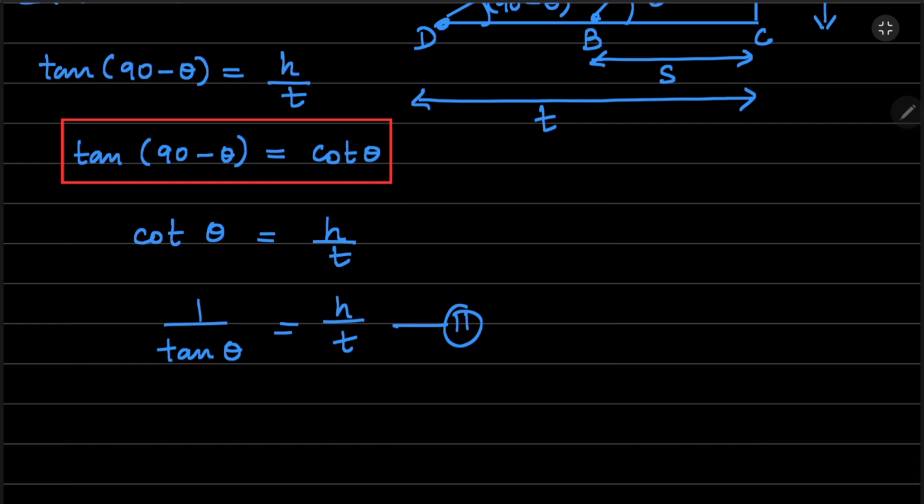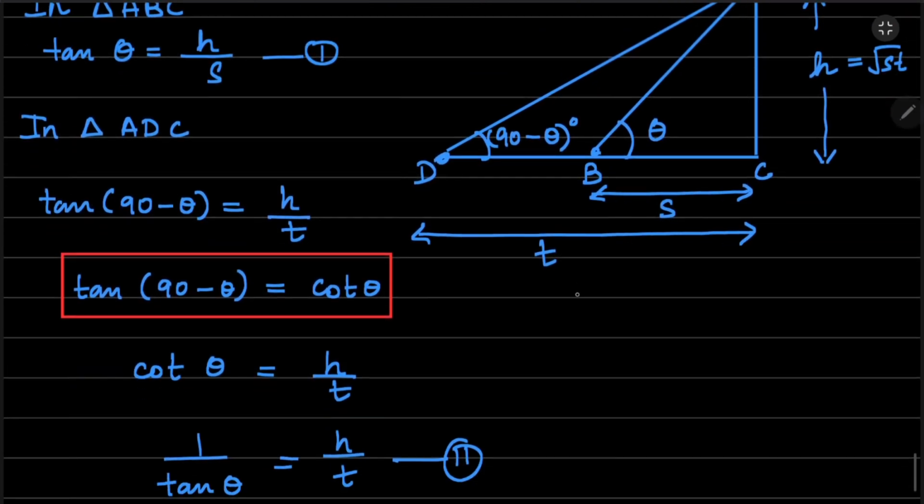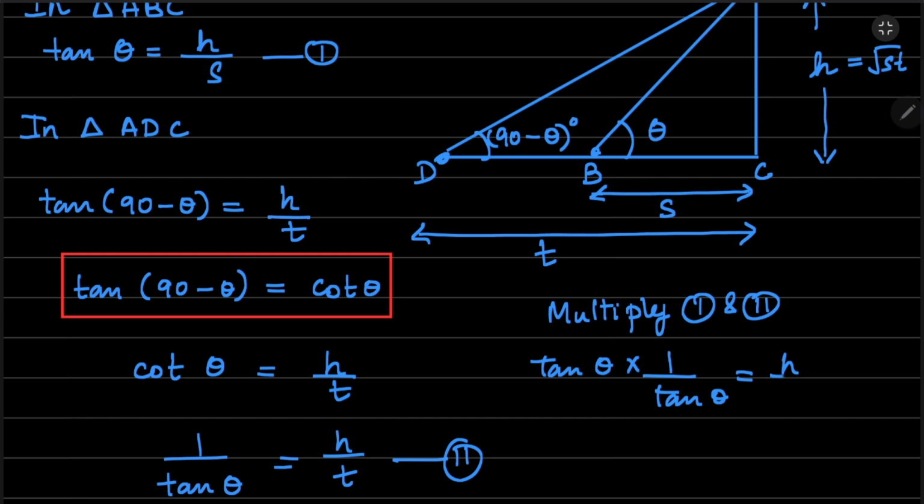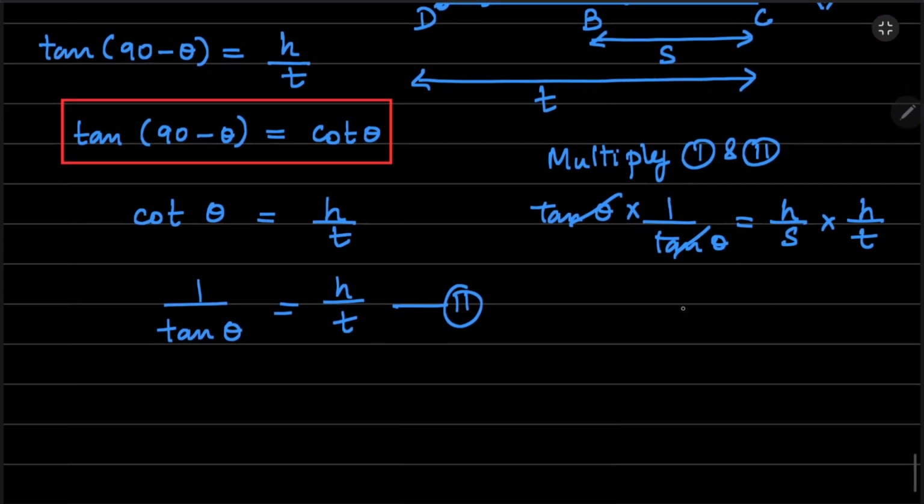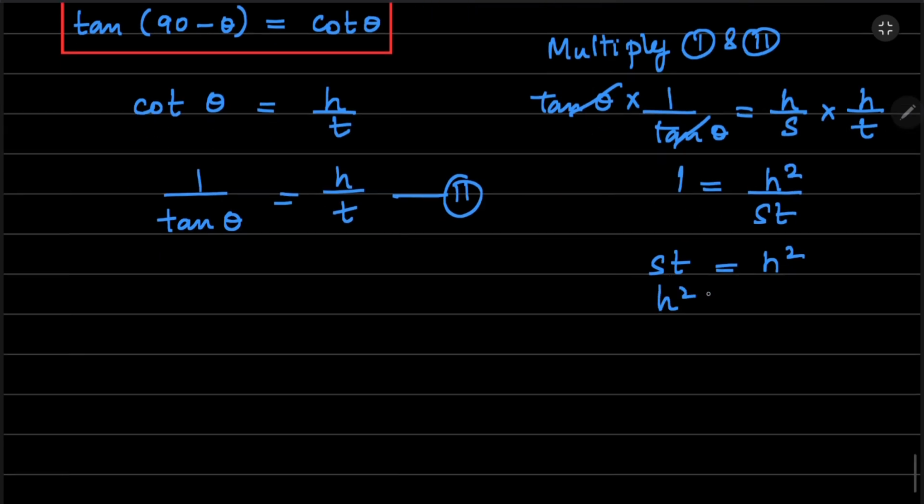Now, from 1 and 2, you have to multiply 1 and 2. On the LHS you have tan theta multiplied by 1 by tan theta, which is equal to h by s multiplied by h by t. Tan theta gets cancelled, so 1 is equal to h square by st. Cross multiply, h square is equal to st. Take the square root, h is equal to root of st. You will not take the negative, you will only take the positive meters. Hence proved.